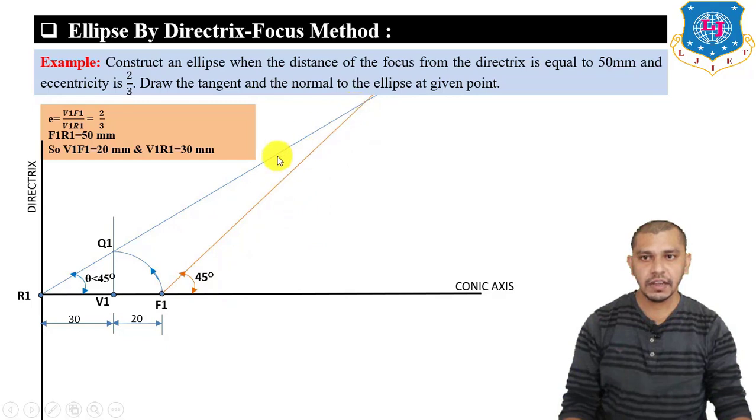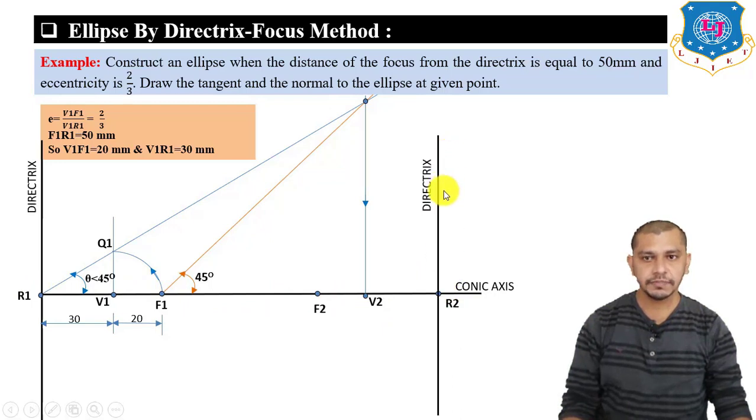This line will intersect this line at this point. So mark this point and draw a line perpendicular to the conic axis from this point. This will be our vertex point V2. Now measure V1F1 and from V2 mark F2. Measure V1R1 and from V2 mark R2. So from R2 we will get the directrix.